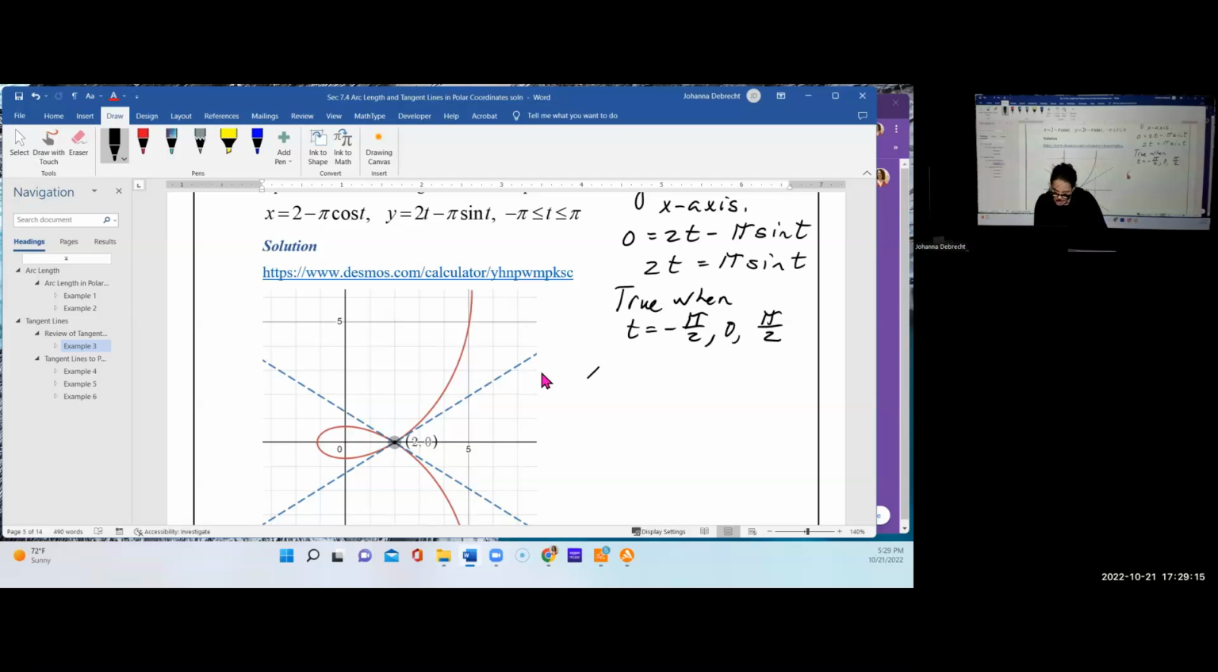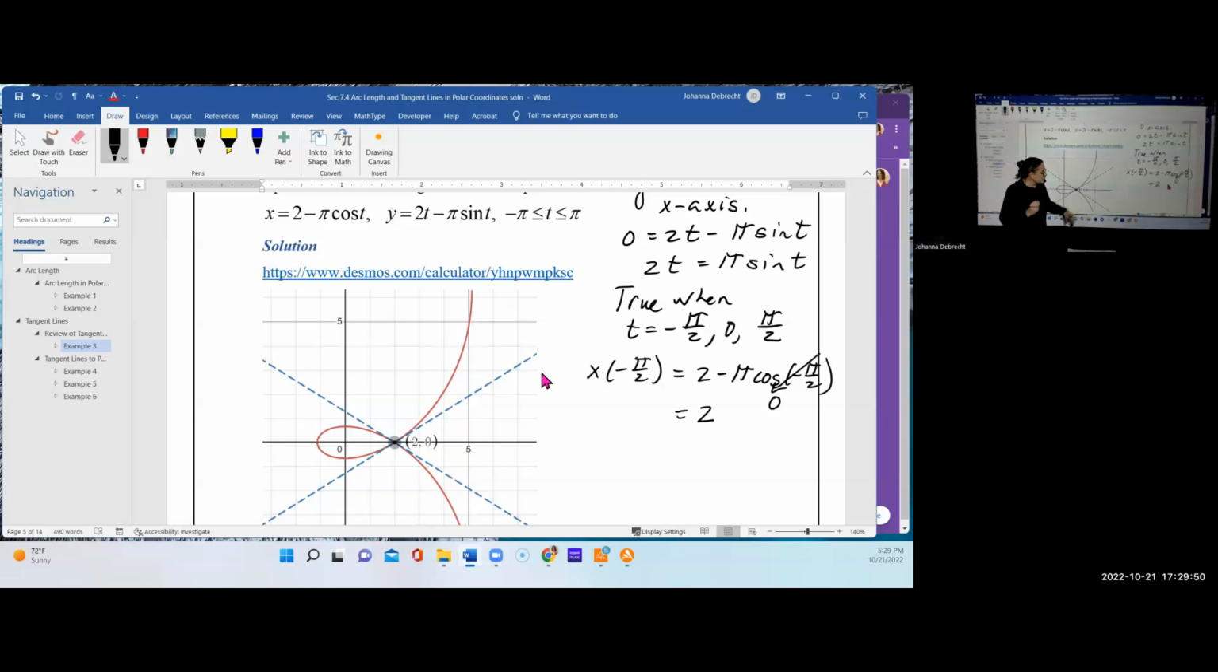So we're going to find x of negative pi over 2. So what is x when t is negative pi over 2? And we get 2 minus pi cosine of negative pi over 2. The cosine of negative pi over 2, of course, gives us 0. And so this becomes 2. That is definitely one of the ones we're looking at. So that's probably maybe this one coming up from here. It's kind of hard to tell without actually putting on a slider bar and looking at it.